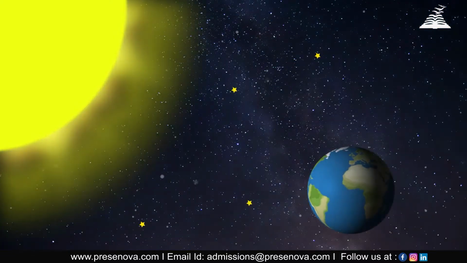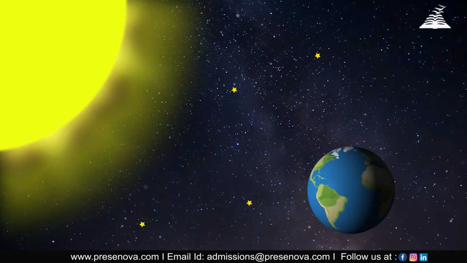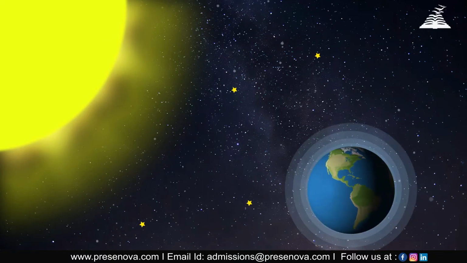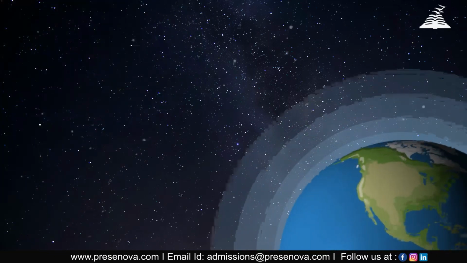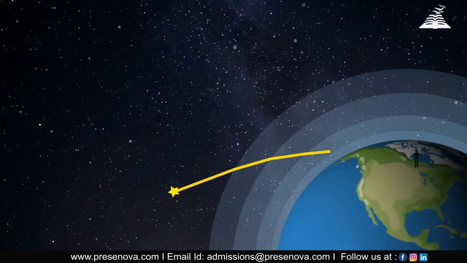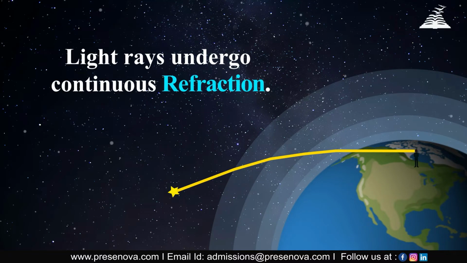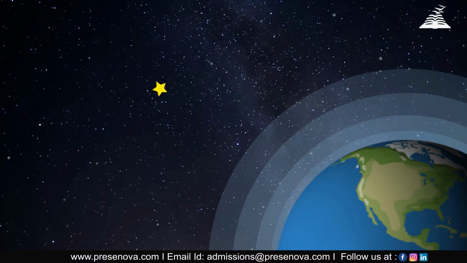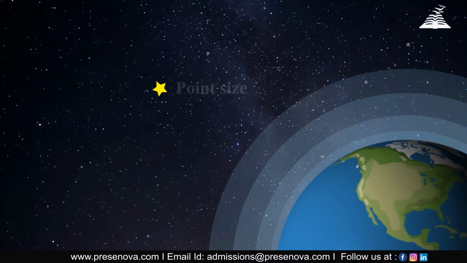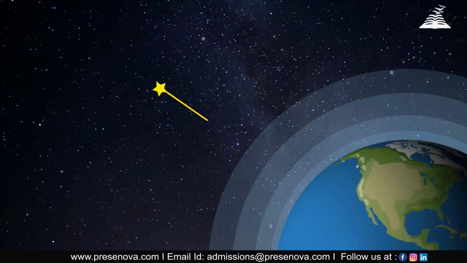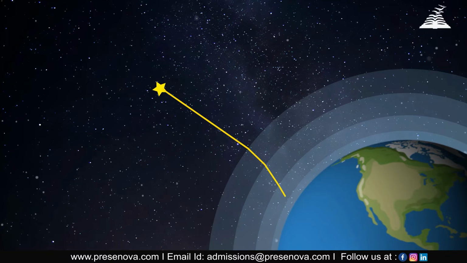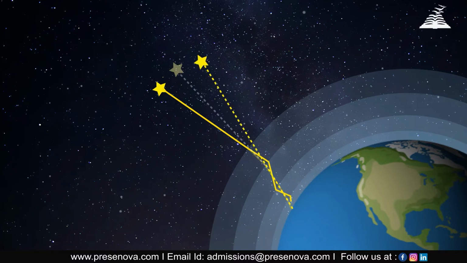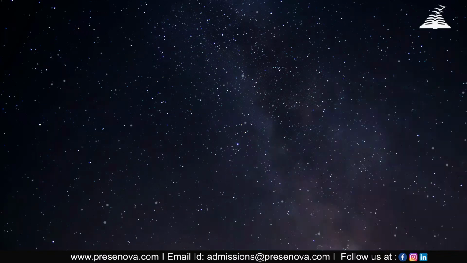The light rays coming from the star reach our eye after passing through many different layers of atmosphere. Due to changing refractive index in the atmosphere, the light rays undergo continuous refraction. As stars are point-sized sources of light, even a slight variation in the path of light leads to fluctuation in the position of the stars, and it appears to twinkle at night.